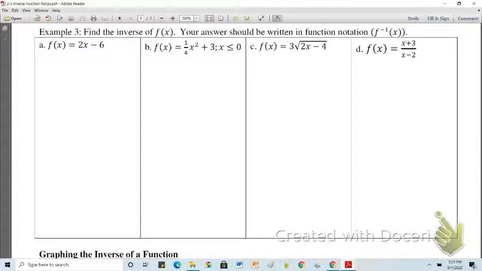Okay, so if I look at 3a, this is a linear function. F of x equals 2x minus 6. First thing, step 1, write f of x as y. So that is simply y equals 2x minus 6. Step 1 is done. Step 2, switch all of your x's and y's. So that means I have x equals 2y minus 6. And we're already on to step 3, which says I need to solve. So I'm going to solve for y. So I'm going to add 6 to both sides.